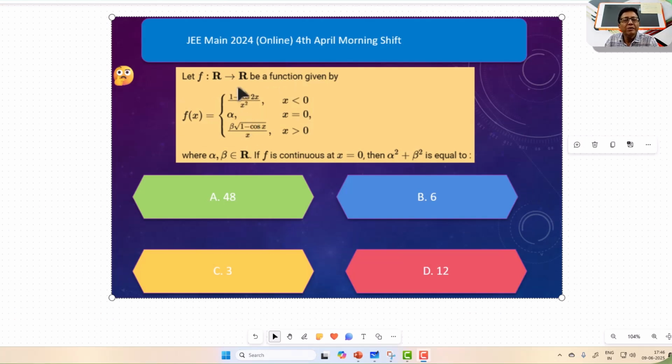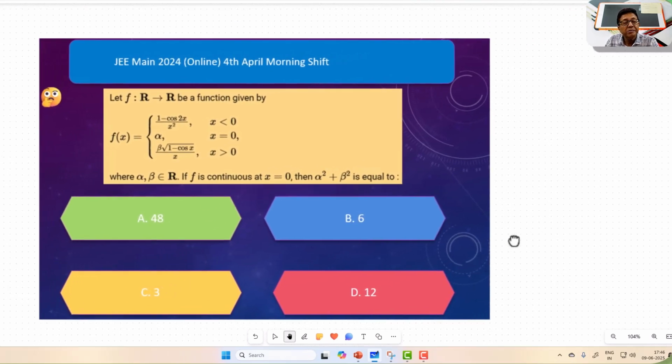Another one from 2024, 4th April morning shift. This JEE Main question has only one concept lying in it, otherwise it's not difficult at all, very easy to do. Just under root, 1 minus cos x will be what? Three parts are given as it is.